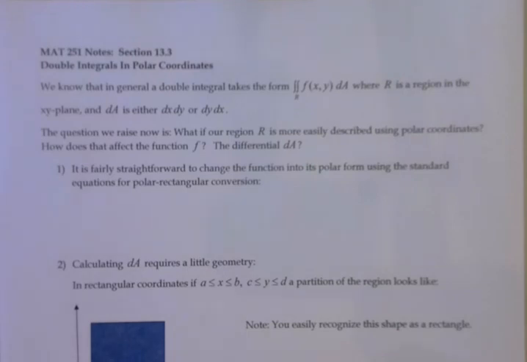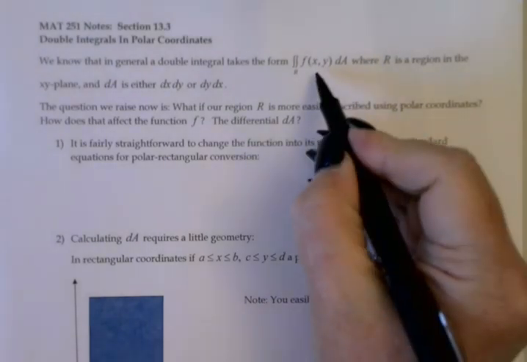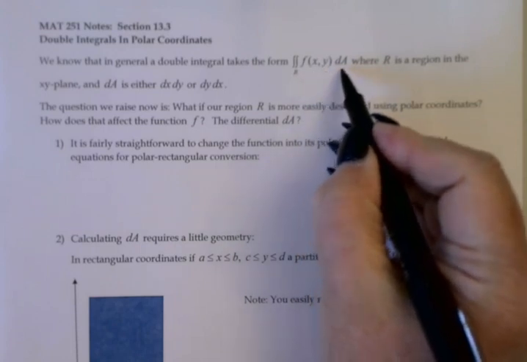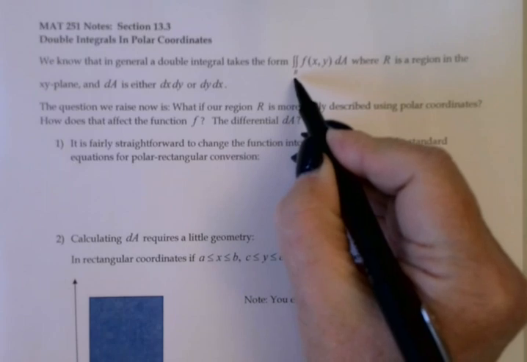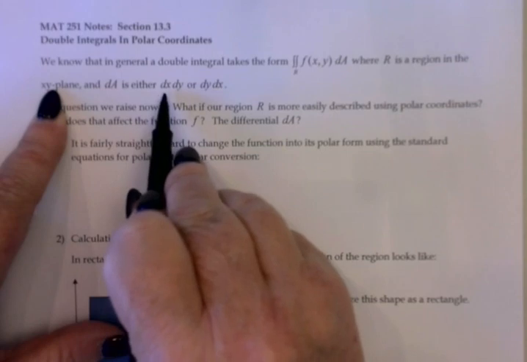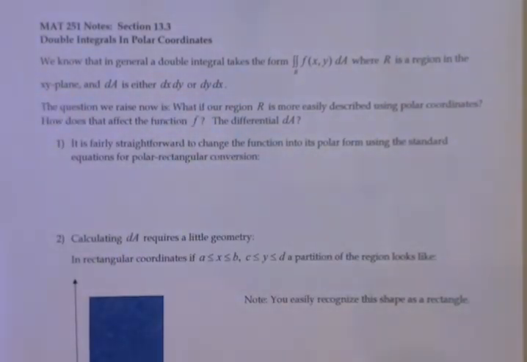This is Math 251, and we're looking at section 13.3. We'll continue to do double integrals, but we'll look at doing them now in polar coordinates. We've already seen that a double integral has the form, the double integral of whatever function we're trying to integrate, dA, over some region R. R, again, is a region in the xy plane, and dA is either dx dy or dy dx, depending on the order that it's written or that we've been able to write it.